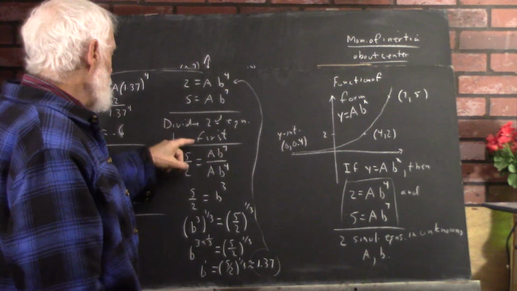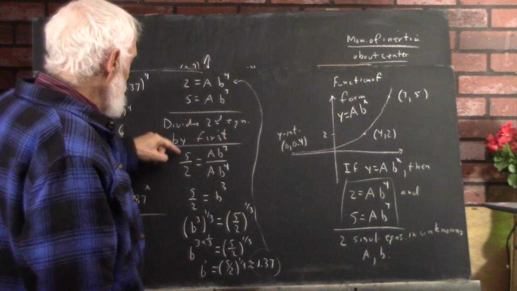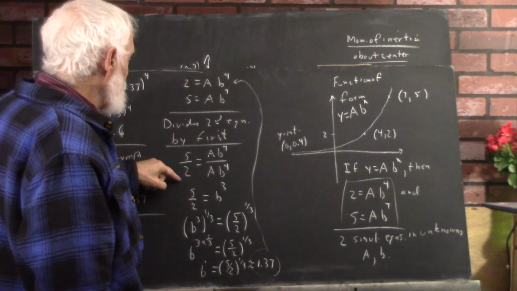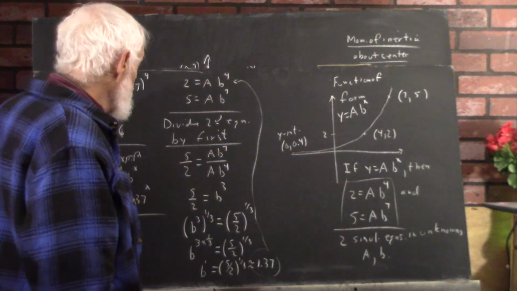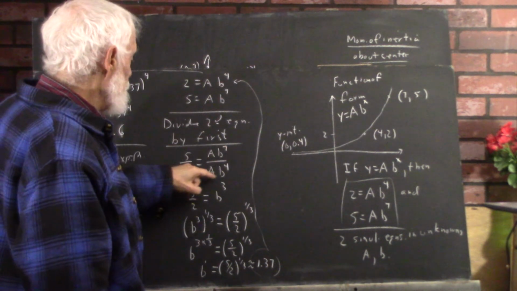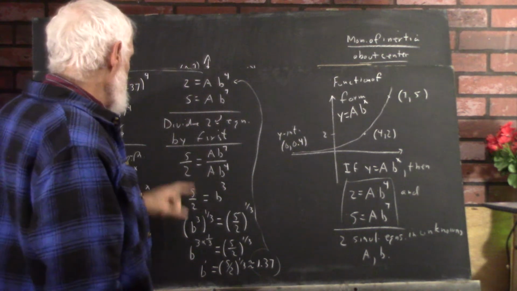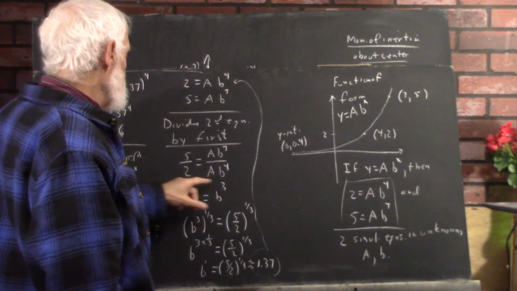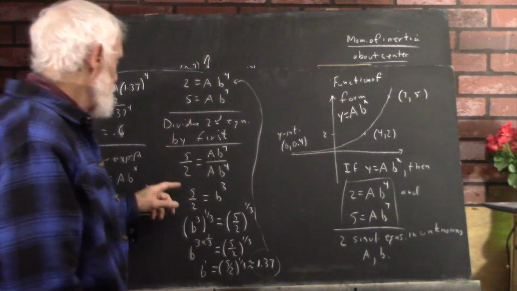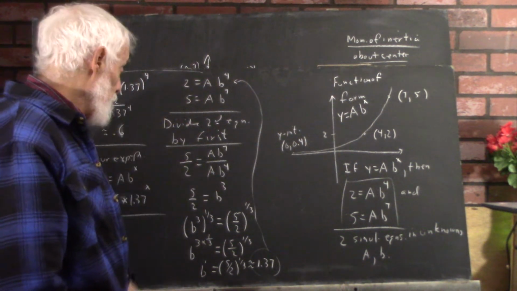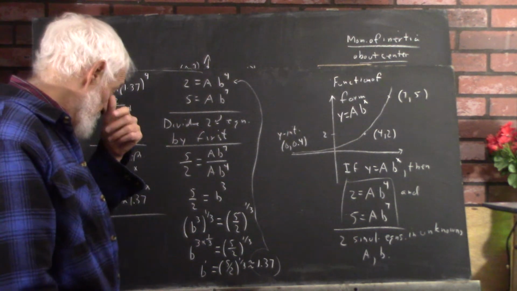I divide the second equation by the first. I divide the left-hand side of the equation, the 5 divided by 2, and then the right-hand side of the second equation by the right-hand side of the first, giving me a b to the 7th divided by a b to the 4th. So here's your first equation, here's your second equation. This is equal to this, and this is equal to this, so this is equal to this. The a's divide out, and I end up with b cubed equals 5 halves.